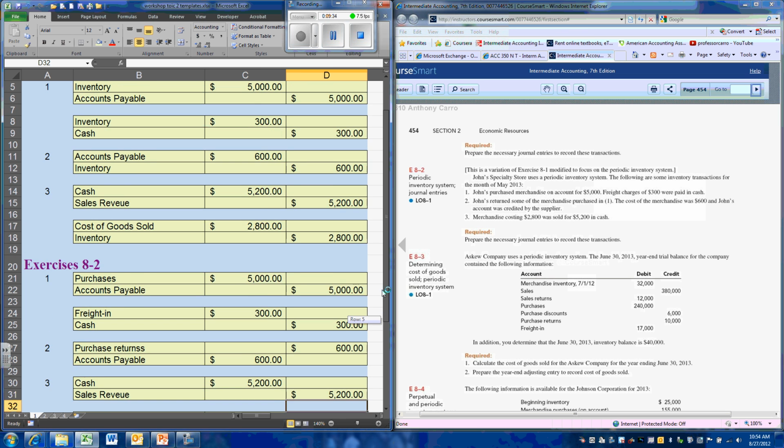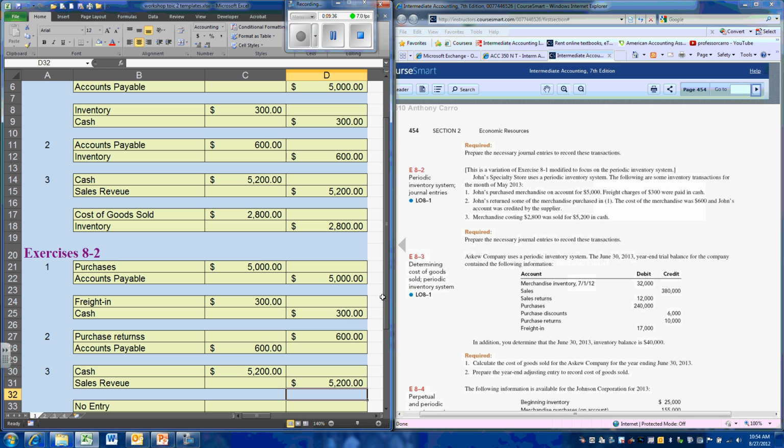So there are differences in accounts at the end of the period. Under the periodic method, we will make adjusting journal entries that will take into account the purchases and the freight in, subtract out the returns, subtract out the cost of the merchandise sold to adjust for our ending inventory and the recognition of cost of goods sold.